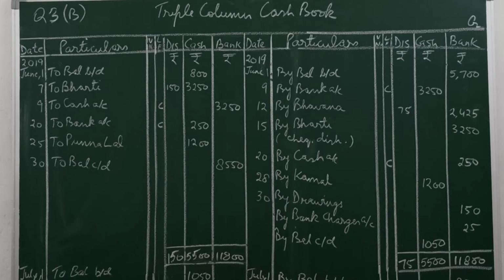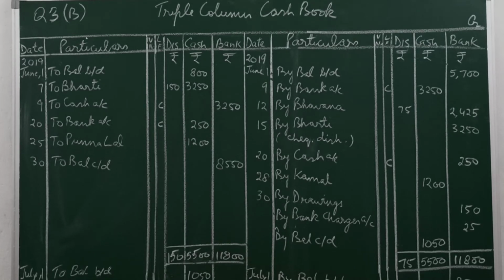Now question number 3b, from the following transactions in the cash book with discount, cash and bank columns, prepare a triple column cash book. On June 1st we have cash in hand. This is the opening balance. So all assets show debit balance, cash is an asset. So on the debit side, June 1st, to balance brought down 800.